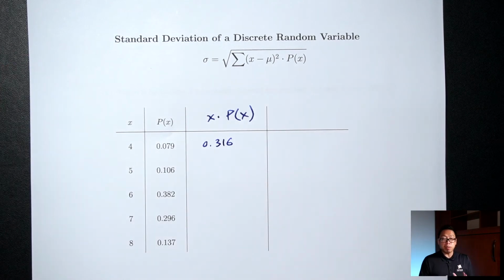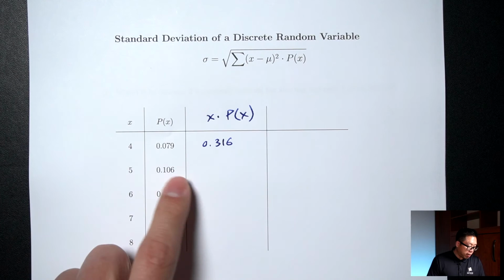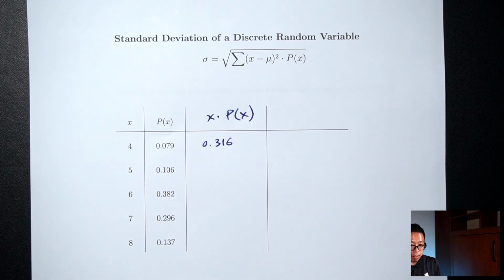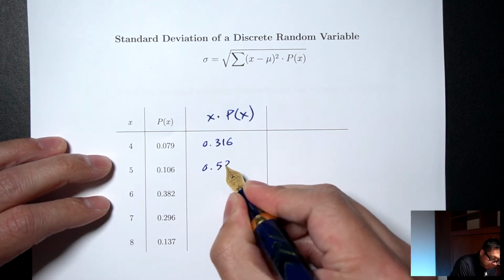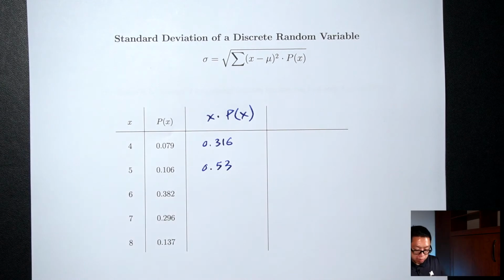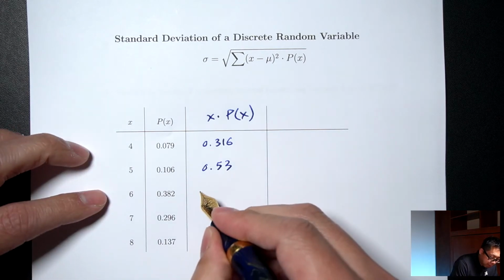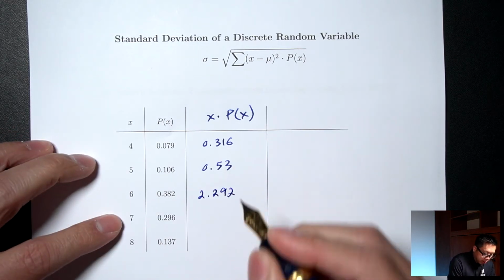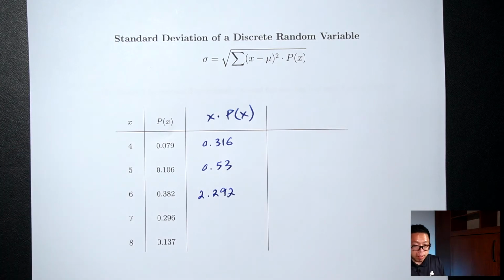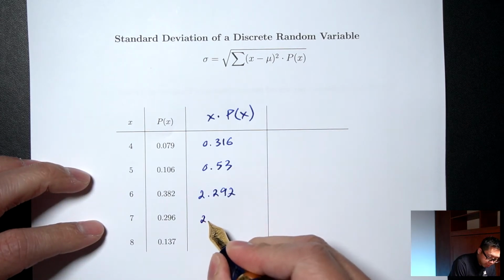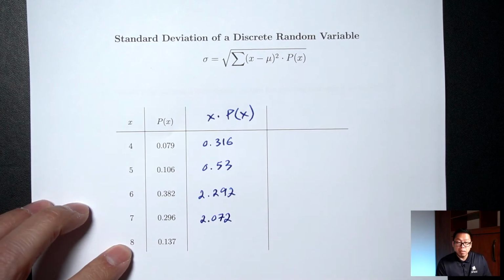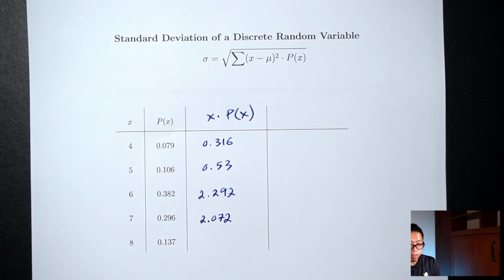If you get long decimals, round to 3 decimal places. Next one, 5 times 0.106 is 0.53. Next one, 6 times 0.382 is 2.292. 7 times 0.296 is 2.072. 8 times 0.137 is 1.096.